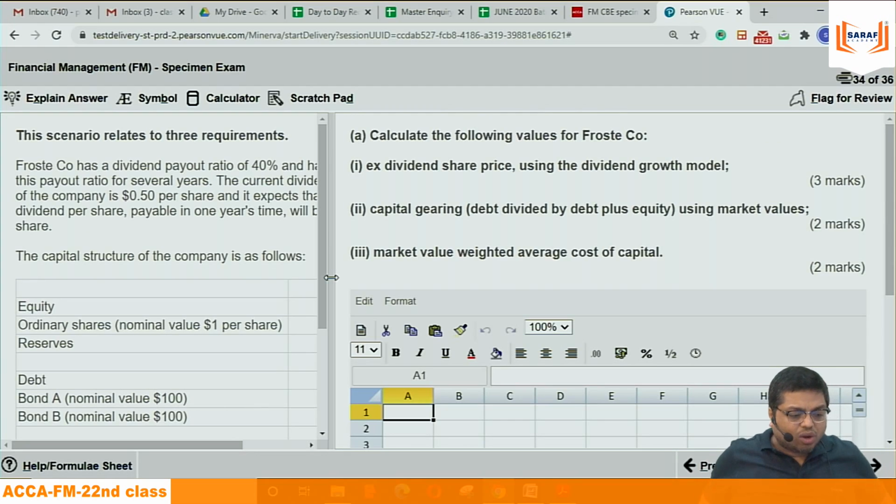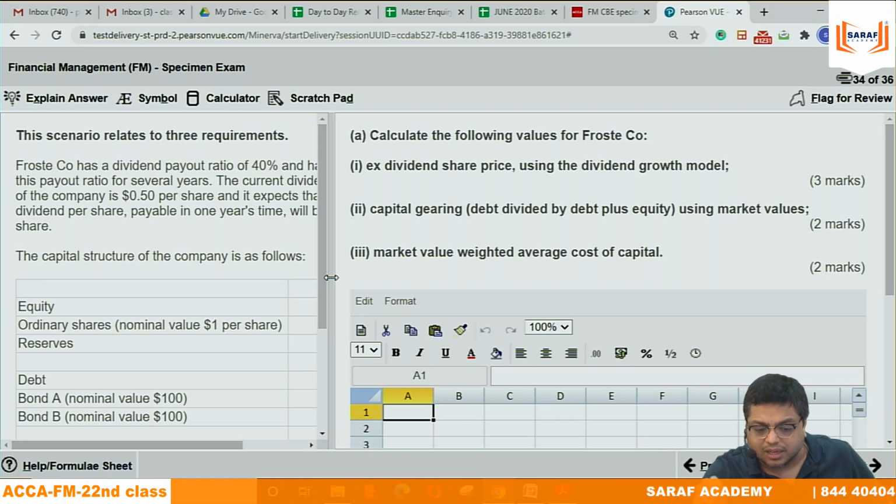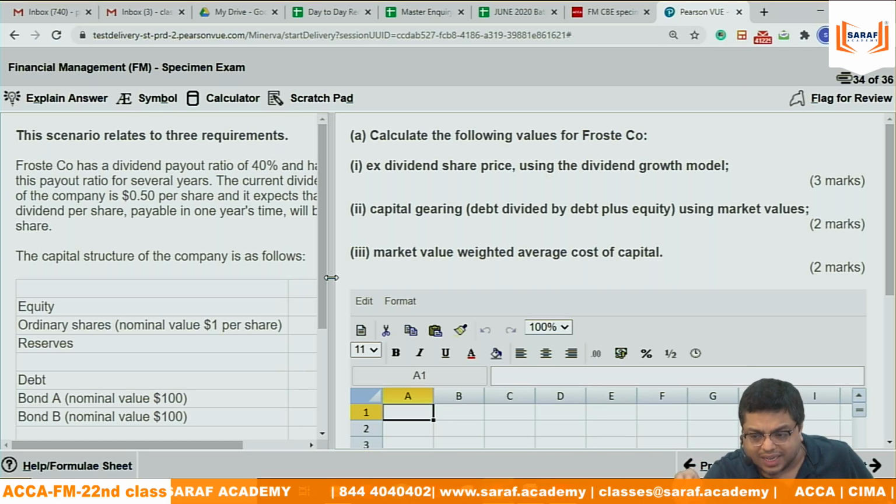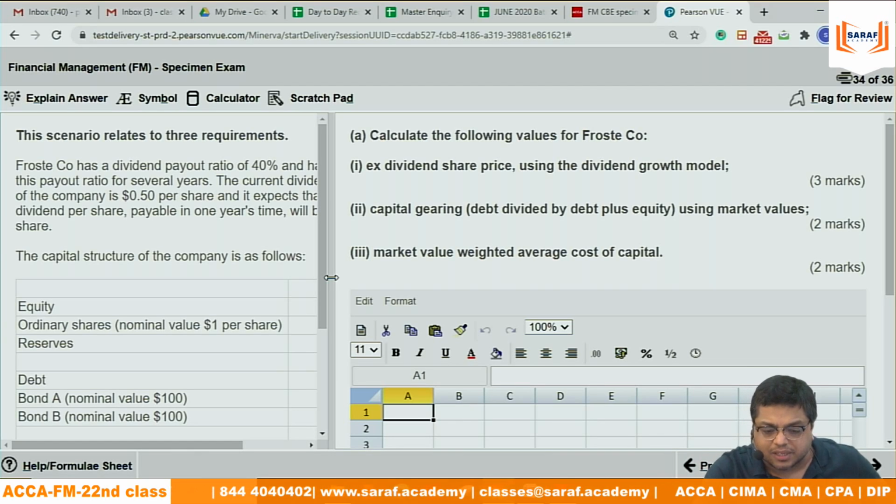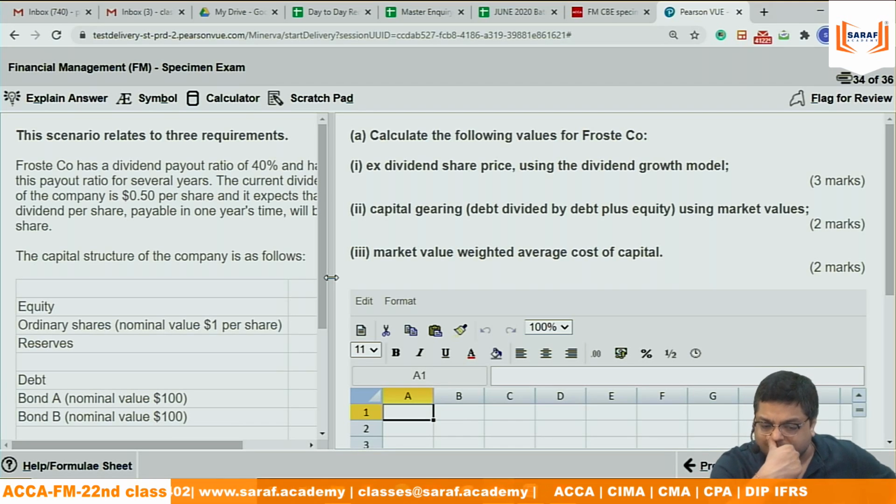Market value weighted average cost of capital. Suppose you have calculated debt by debt plus equity as 30%. Suppose so, 30% into cost of debt plus 70% into cost of equity. Now you need to calculate separately: the market value of bond A divided by total value into bond A 9.83%, plus market value of bond B by total value multiplied by 7.83%, plus equity value divided by total value into 12.83%. That will give you the weighted average cost of capital.